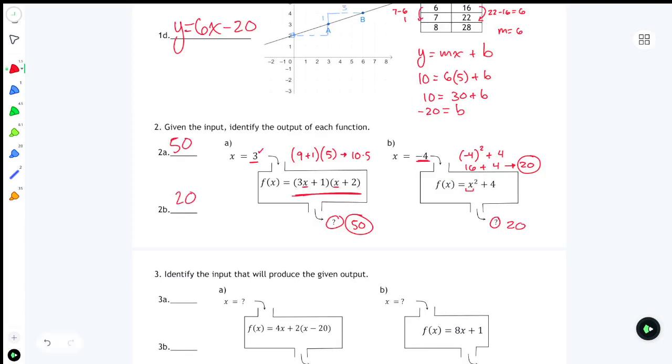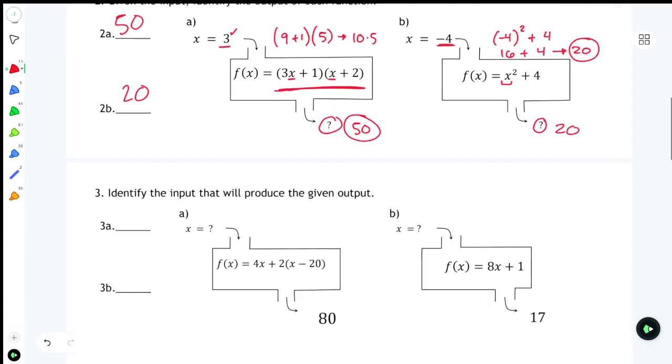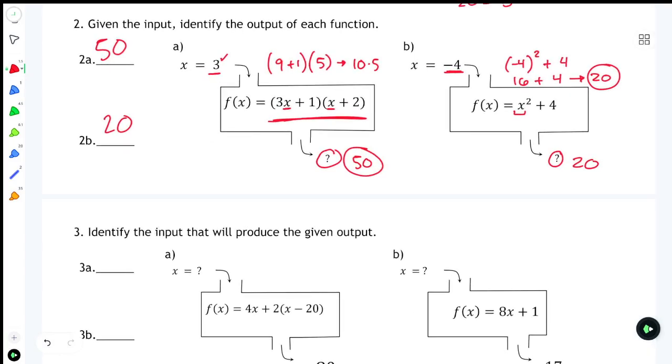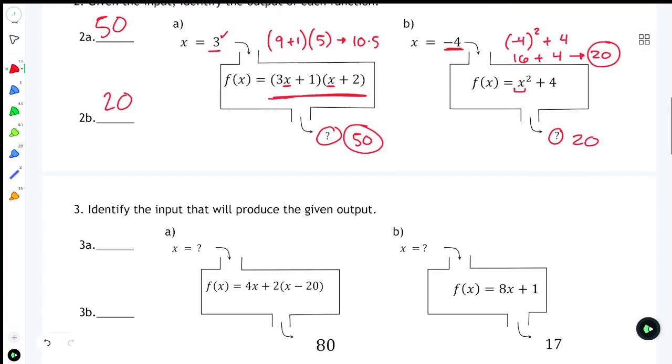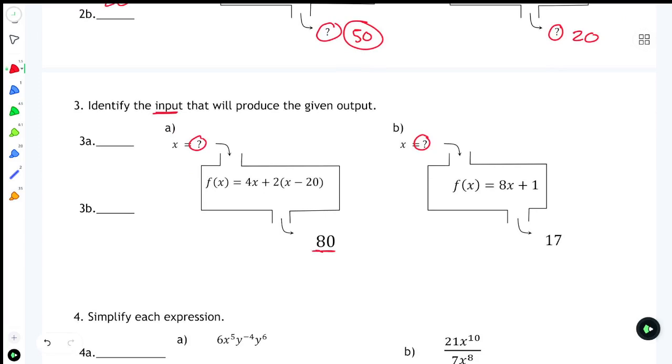Second page. On these, you can see the difference here. In question 2, you were given the input and asked to identify the output. In question 3, it says identify the input. So we don't know the inputs here. It's asking what input would produce the given output. So you can see that here we're wanting an output of 80, and here we're wanting an output of 17.